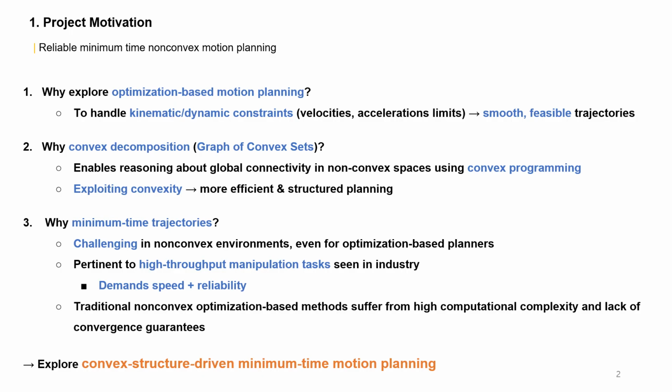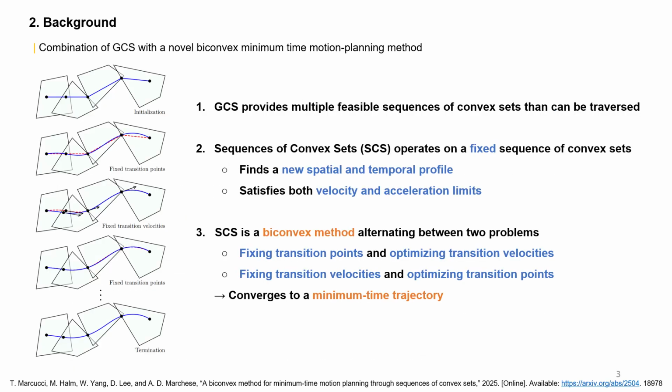And we focus on minimum time objectives because they are both challenging and closely relevant for high-throughput robotic systems in industry. However, GCS alone is not sufficient for acceleration-limited minimum time motion planning, since it can only enforce continuity and velocity constraints, not acceleration constraints. To address this limitation, we introduced SCS.